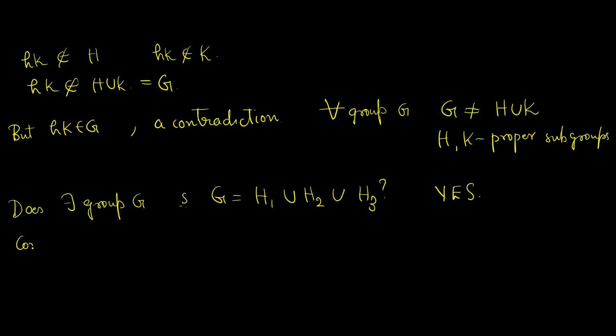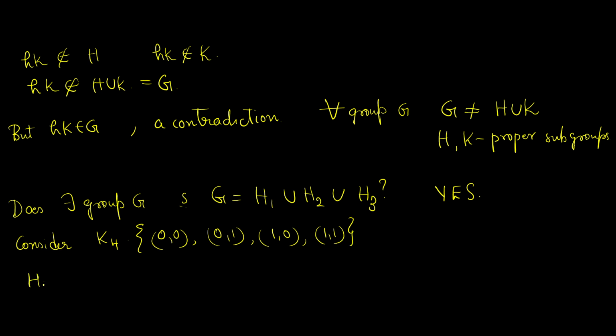So consider the Klein 4 group. What is the Klein 4 group? The Klein 4 group is nothing but the identity element, then 0 1, 1 0, 1 1. Of course, Klein 4 group has different representations. This is one of the representations. Now consider H1 equal to the identity element and 1 0.